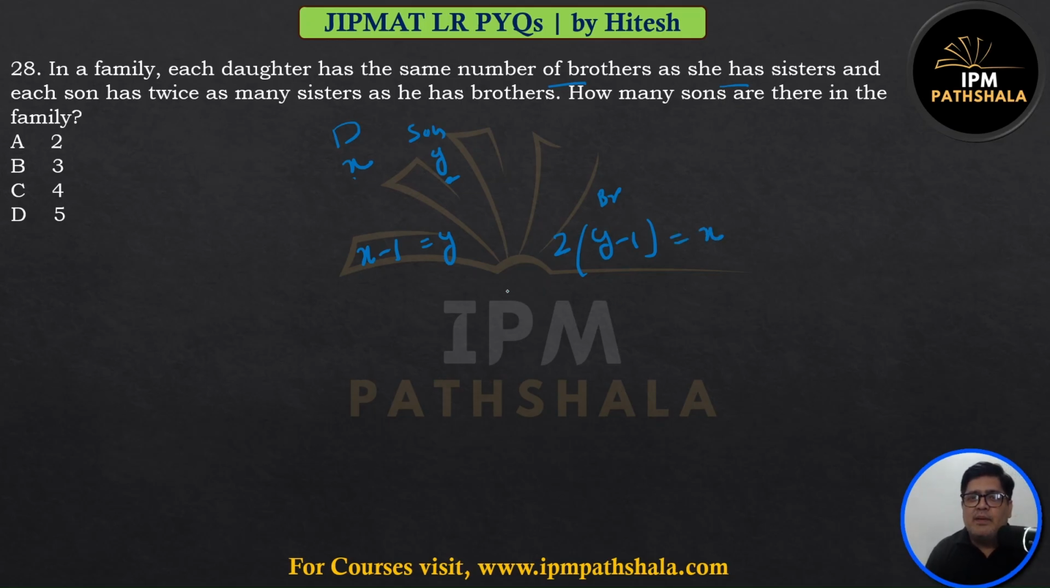So, we have two simple equations we need to solve. The only difficult part is being able to visualize how to create these equations. My job is what? To find the number of sons. So I'm trying to find Y, so I will try to remove X.